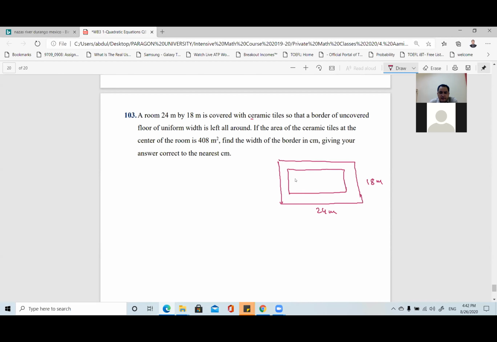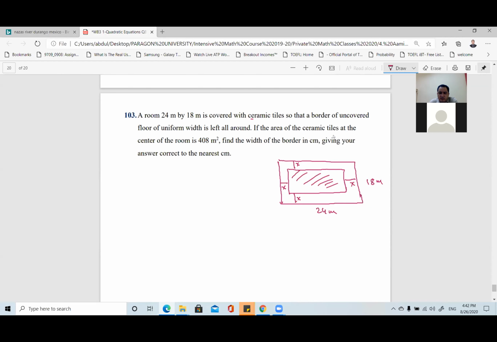Okay. So covered with ceramic tiles so that a border of uncovered floor of uniform width is left all around. Okay, that's uniform. This one, let's say it is X. Also this width is X. And also this one is X. And also this one is X. And this part is covered with ceramic tiles.